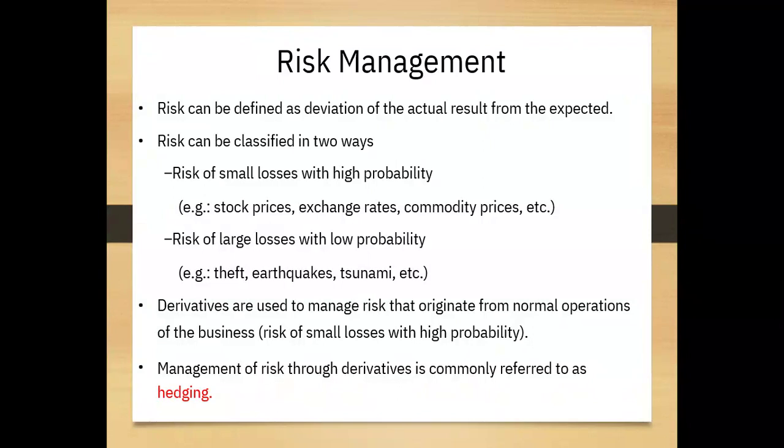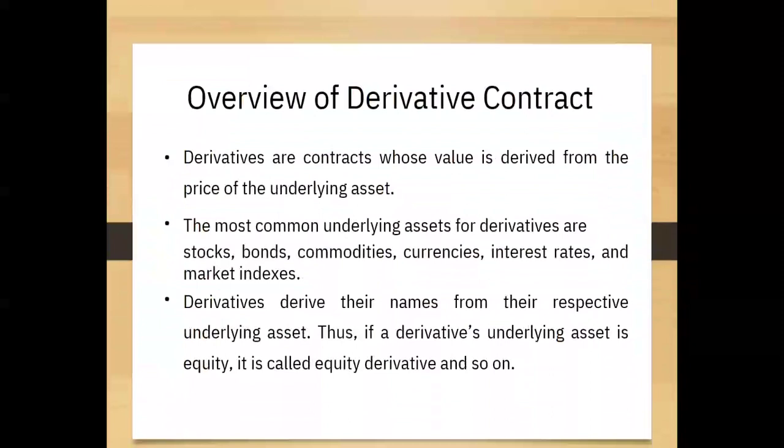Having said that, derivatives are used to manage the risk that originates from normal operations of the business: risk of small losses with high probability. Management of risk through derivatives is commonly referred to as hedging. Hedging is also known as a risk management technique. So, what do you mean by hedging? I will go further.